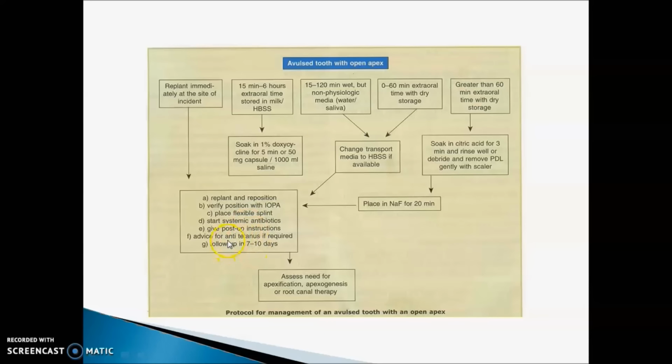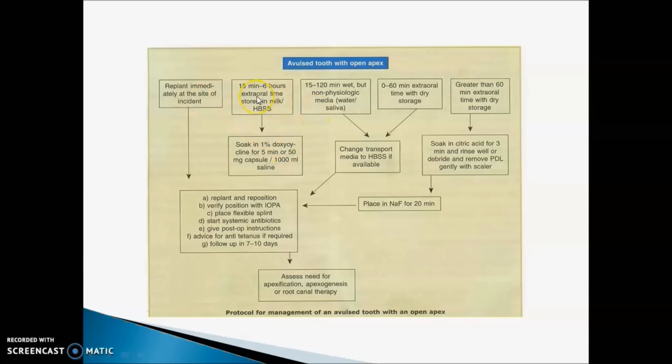And if the patient has not taken tetanus vaccine, advise anti-tetanus if required. Fine. Then you can assess later on for the apexification, apexogenesis, and root canal therapy. Now remember, if the tooth is available immediately, you can reimplant.